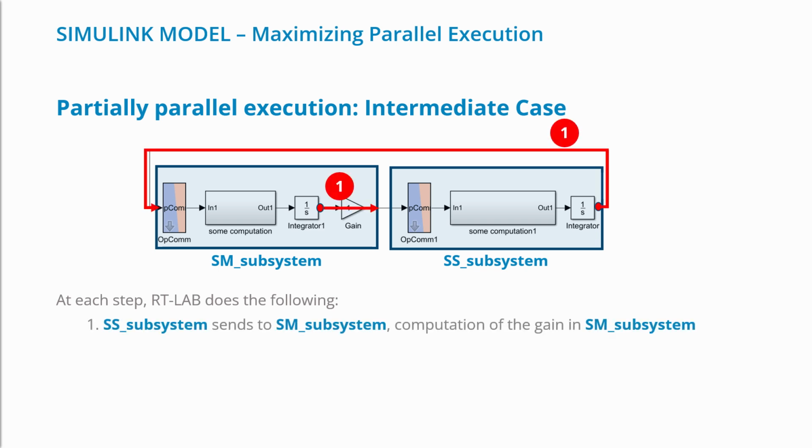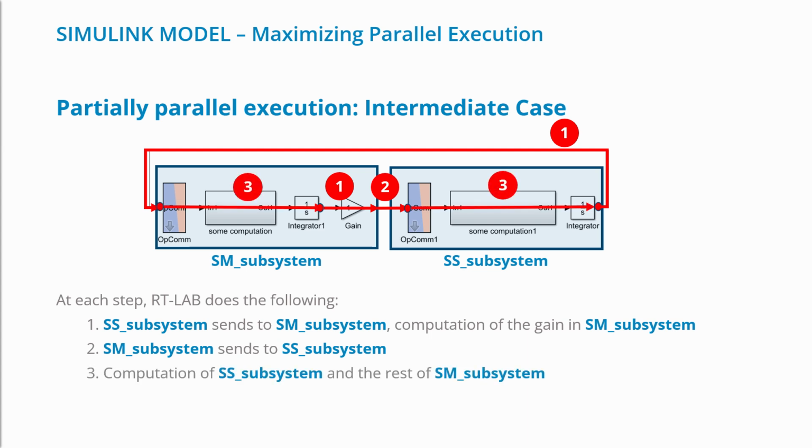The SS subsystem will send the result to the SM subsystem. The gain will be computed as a separate step in the SM subsystem, and the result of this gain will be sent to the SS subsystem. Finally, both subsystems will be calculated. We can see here that by placing the gain after our state-producing block, the gain gives us an extra manipulation in our calculation.